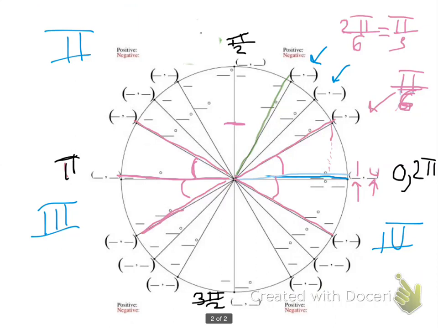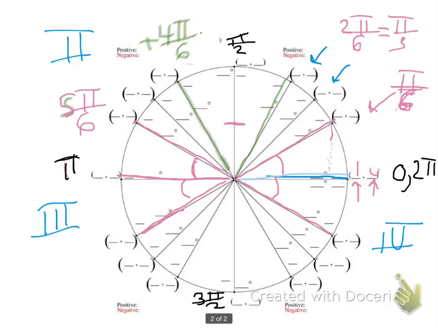So 3 pi over 6, 4 pi over 6. 4 pi over 6 puts me right here, which reduces to what? 2 pi over 3. And then finally, if you add 1 pi over 6 to 4 pi over 6, you get 5 pi over 6. So this value right here is 5, let me do it back in pink. This is 5 pi over 6.